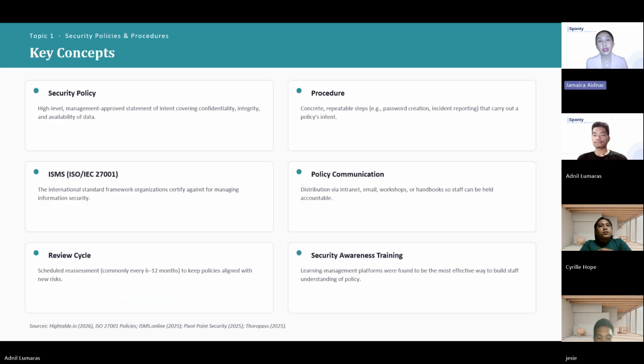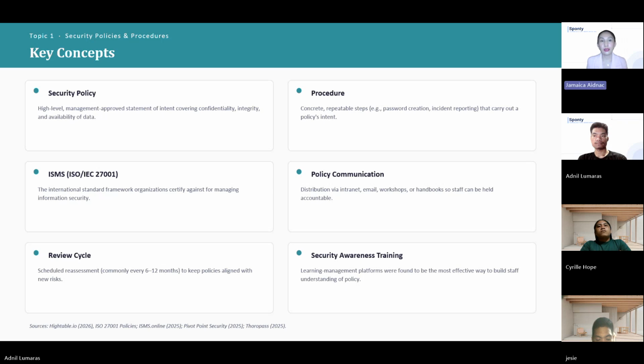A security policy is a high level statement approved by senior management that defines an organization's approach to protecting its information, covering the confidentiality, integrity, and the availability of data, often shortened to the CIA triad. Policies set expectations. Procedures translate those expectations into concrete, repeatable actions such as password creation steps, incident reporting workflows, account provisioning checklists, or data retention schedules.